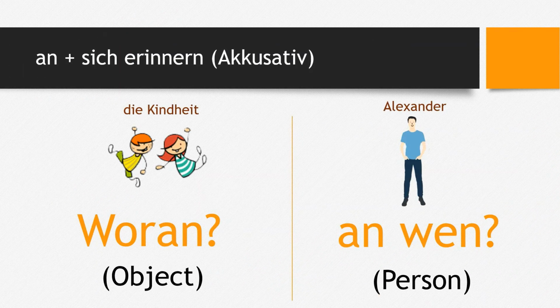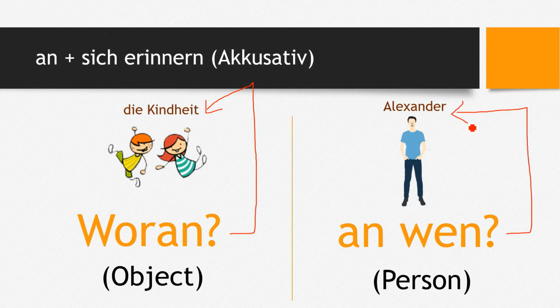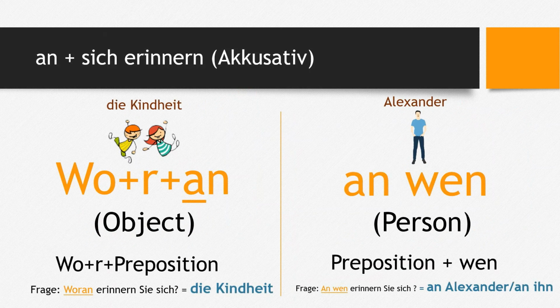So here, revision. Woran is indicating the object, in this case the Kindheit, and an wen is referring to a person. In this example, that person is Alexander. So, wo plus r plus an, because the A here is a vowel, that's why we have included an R in between, and that's referring to an object. Wo plus r plus preposition.